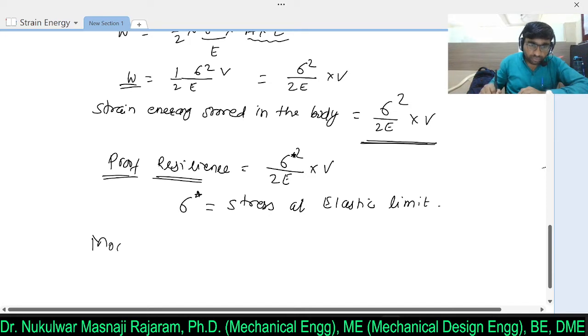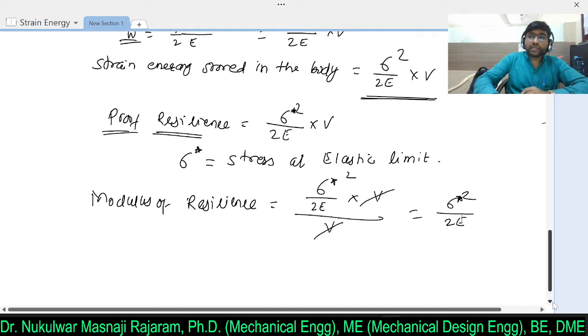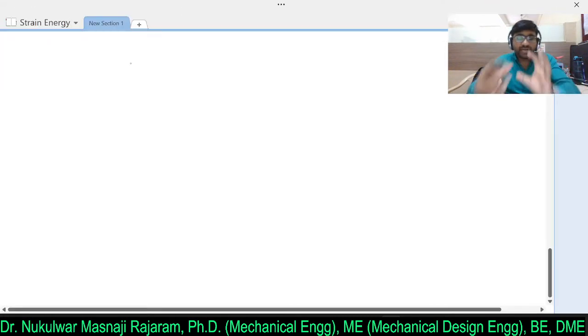If I write for modulus of resilience, then it is simply proof resilience divided by volume. So this volume and volume get cancelled. So I can write sigma star square divided by 2e. So generally we consider this sigma star, that is nothing but stress up to the elastic limit only. Simple. I hope you understand the concept of strain energy when load is applied gradually.